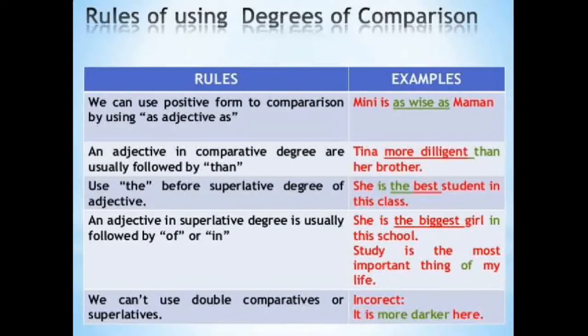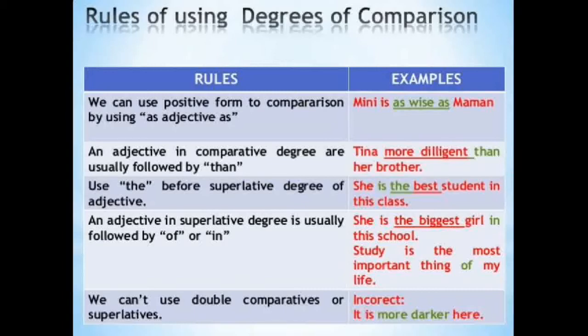We have to follow the rules of using degrees of comparison. We can use positive form to comparison by using as, adjective, as. In positive degree, we have to use as, adjective, as. And an adjective in comparative degree is usually followed by than. After comparative degree, we always have to add the word than.